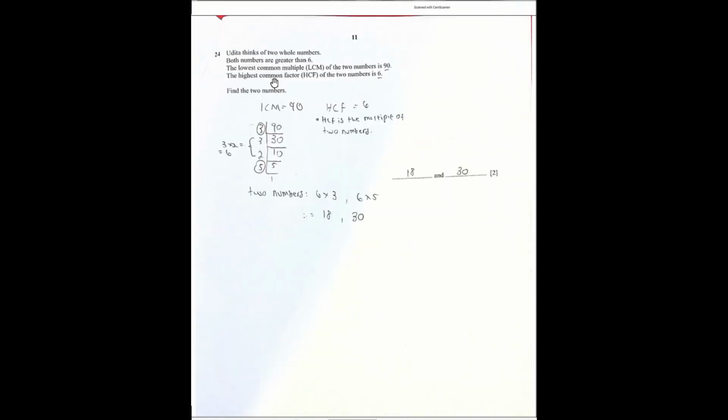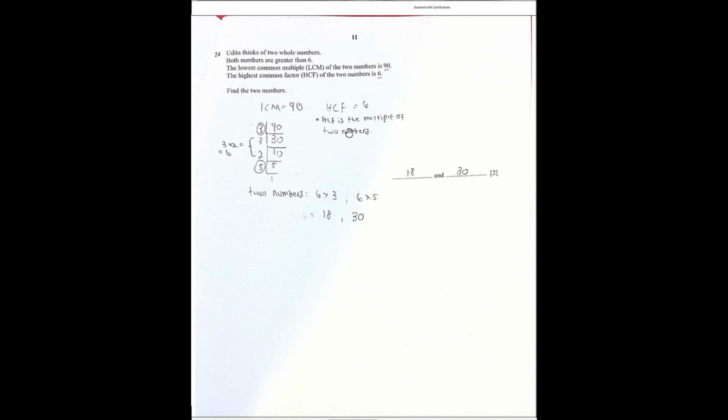Our last question for today is: Udita thinks of two whole numbers. Both numbers are greater than 6. The lowest common multiple, which is LCM, of the two numbers is 90. The highest common factor, which is HCF, of the two numbers is 6.